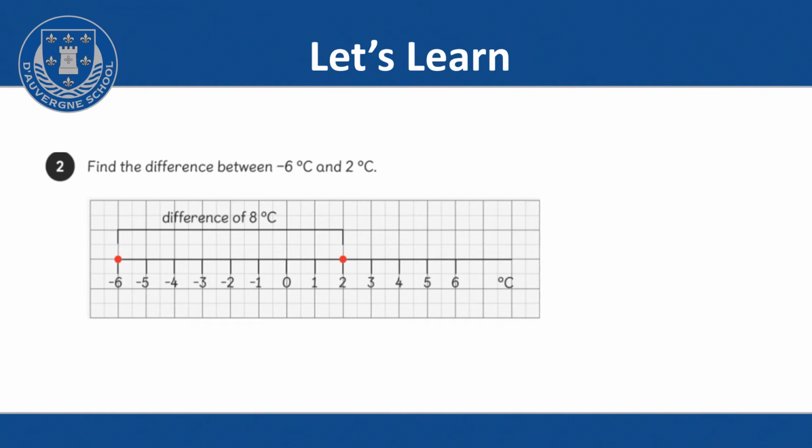And we should get exactly the same number, the same difference of 8, if we count from 2 to the -6. Let's try that now, going from right to left. 1, 2, 3, 4, 5, 6, 7, 8. Yes, we get the same answer of a difference of 8 degrees.